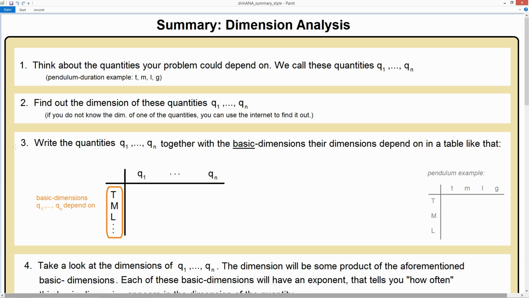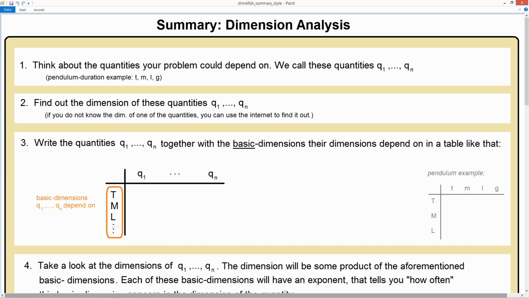The third step is to write the quantities Q1 to Qn together with the basic dimensions their dimensions depend on in a table like that. So here we have the quantities Q1 to Qn, and here on the left side we have all the basic dimensions the dimensions of the quantities Q1 to Qn depend on. So for example, these basic dimensions could be the time capital T, the mass capital M, the length capital L, and so on.